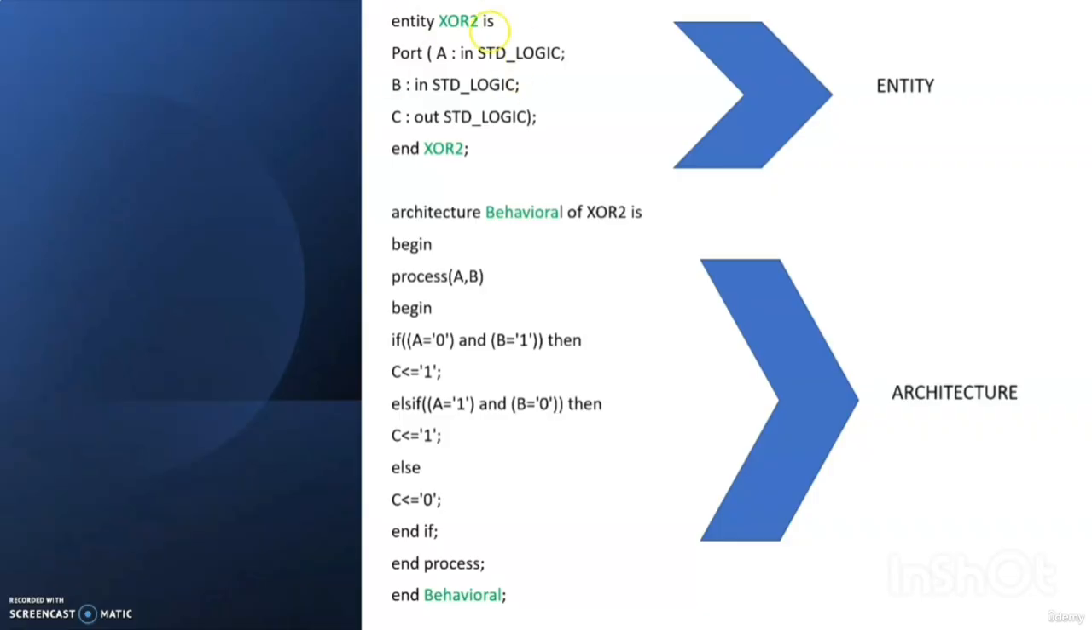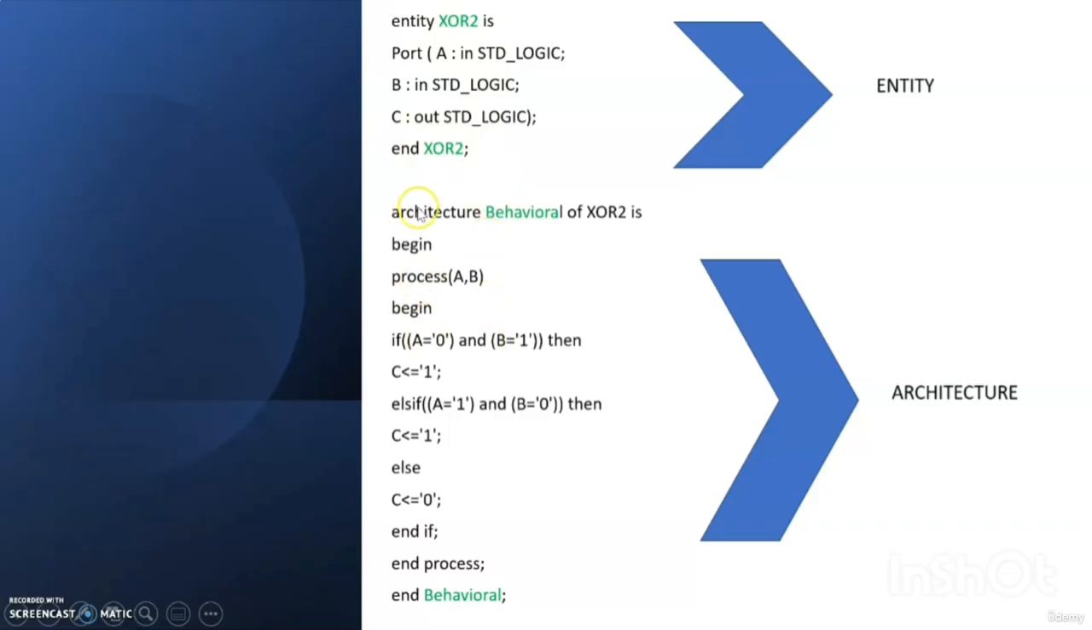Here, what we have done is we have named the entity as XOR2. Why can't we directly write XOR? Because XOR is an already predefined keyword in VHDL. So we are writing XOR2 is, then port A is in STD logic, B is in STD logic. This in is indicating that A and B are input ports. STD logic is a data type. We have already done another video on data types. Next is C, which is an output port, so it is out STD logic. Then end XOR2. Whatever name you have given here for the entity, the same name you have to give here also.